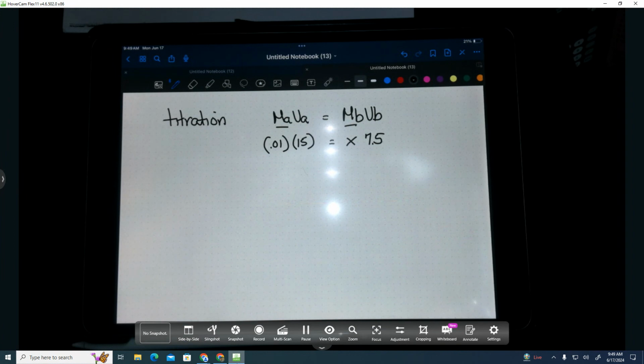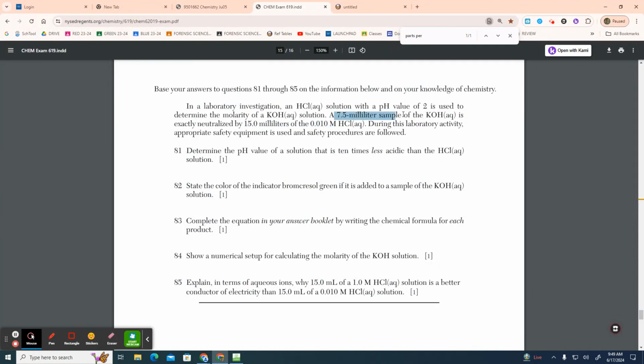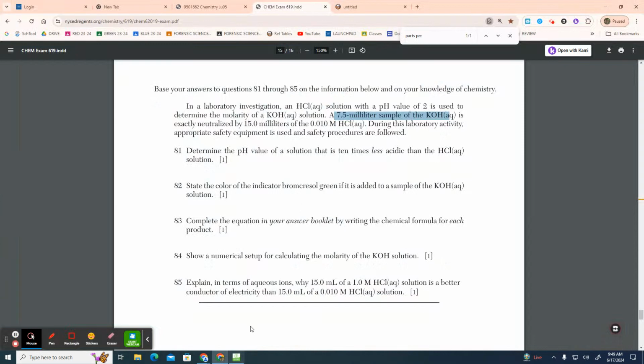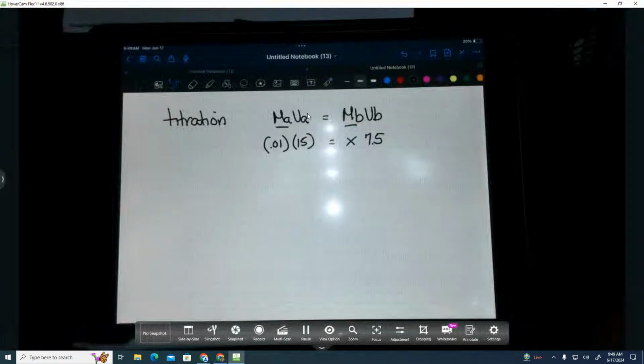Let's just do that. You have 7.5 milliliters of KOH. Milliliters is volume, so KOH is my base. My volume of my base is 7.5. I am looking for the molarity of my base. That's my X.